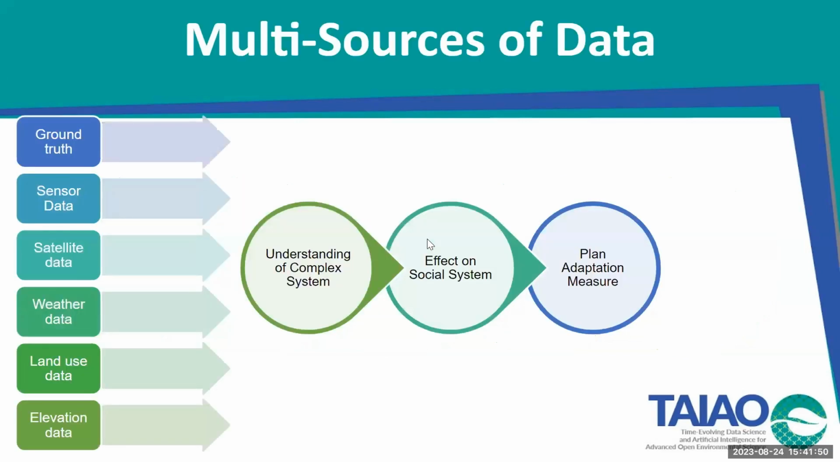So if we use multiple sources of data, it gives us the ability to create a holistic understanding of this complex system using multiple factors. It also helps us to understand how climate change is affecting our social system, and we can better plan adaptation measures to tackle potential and actual impact of climate change.